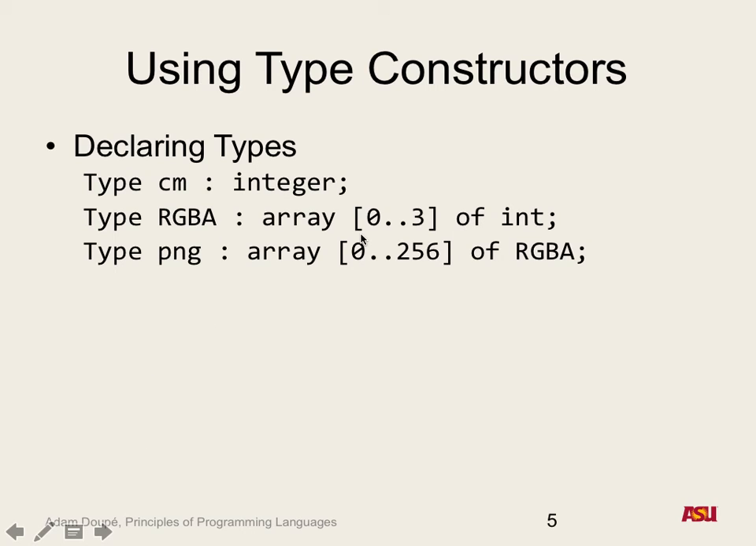Now the question is, if I were to cover up the type on the right with something that doesn't exist, is there any way I could do this? Probably not. Right? So is the thing on the right here, array 0 through 3 of int, a type? Yeah, right? It has to be. I'm declaring a new type called RGBA, which has this type. Now the question is, what is the name of that type?